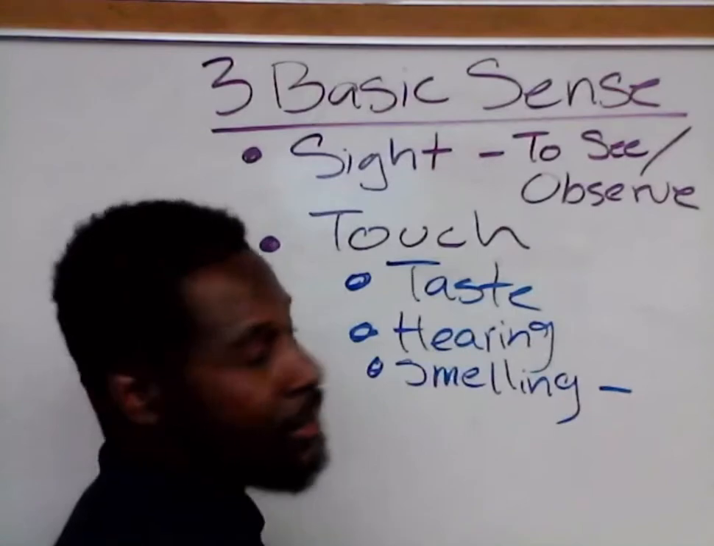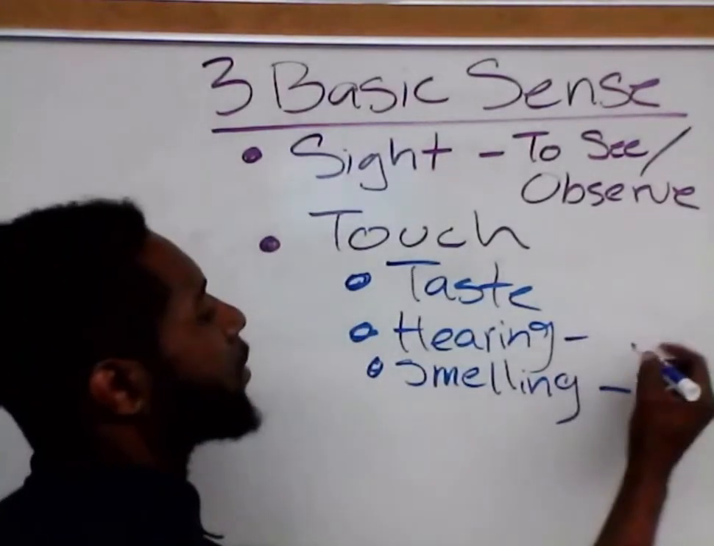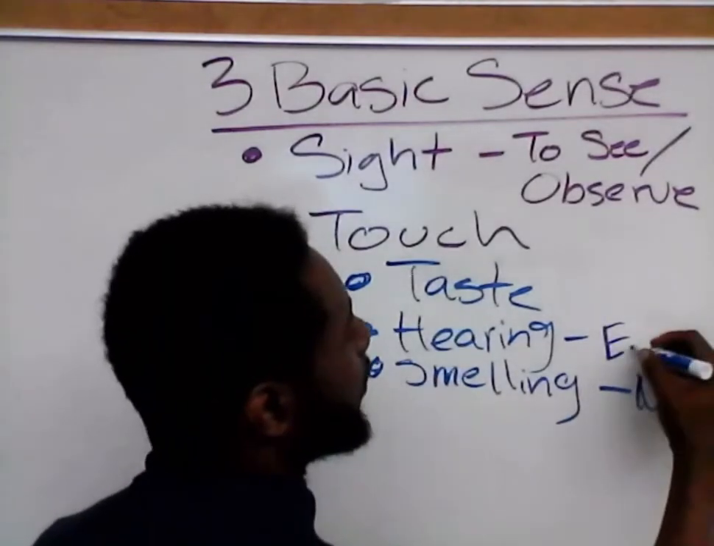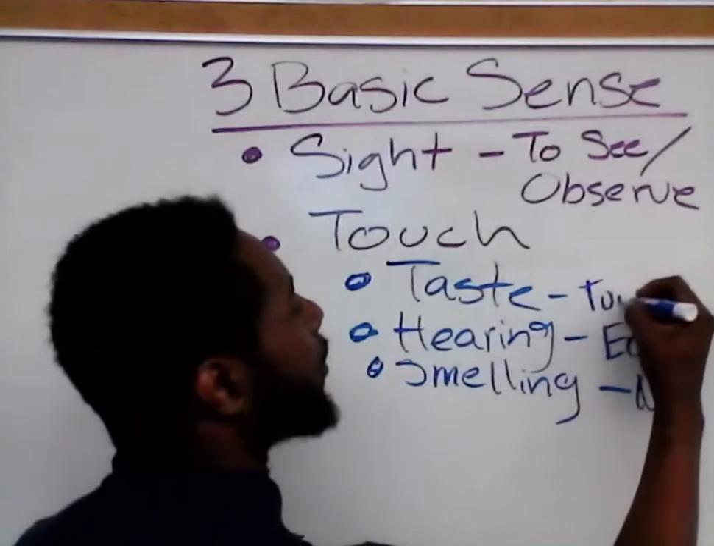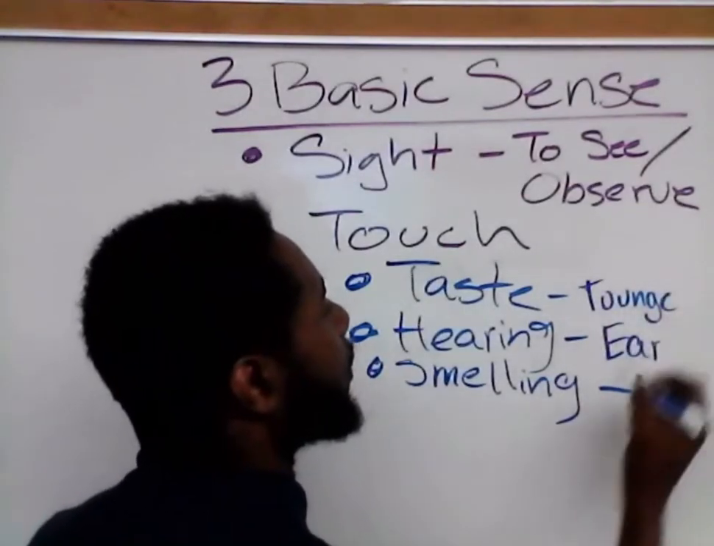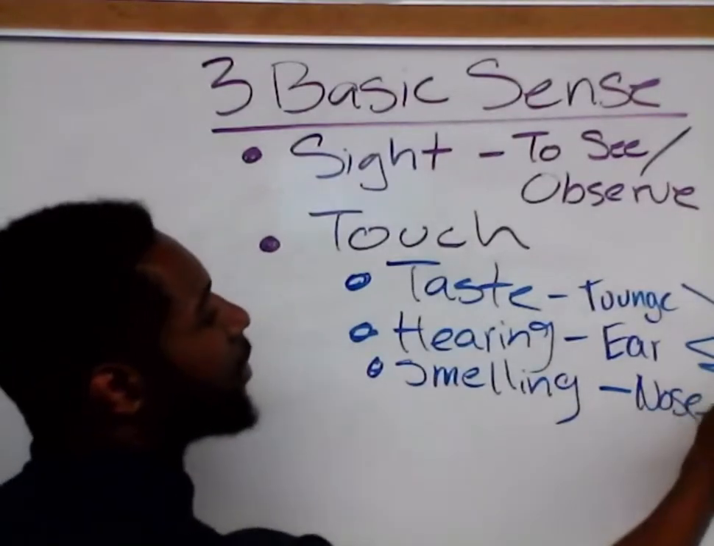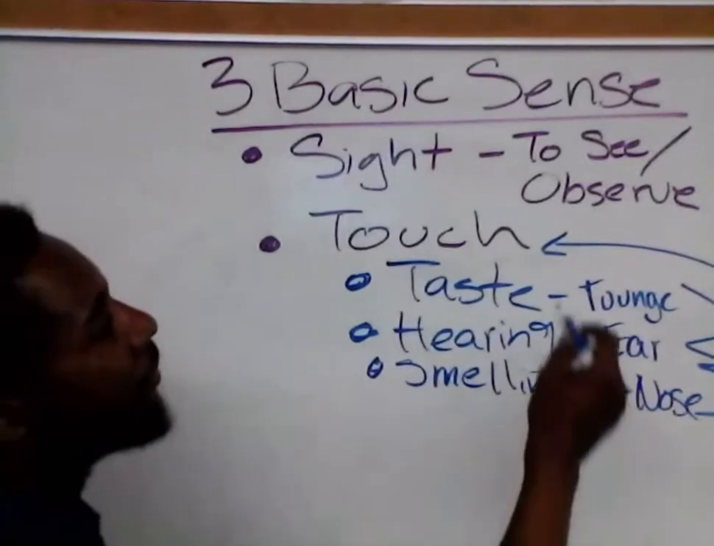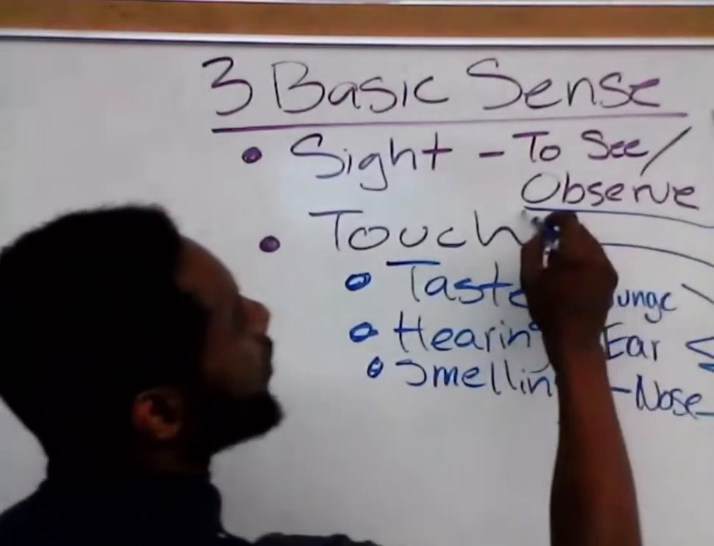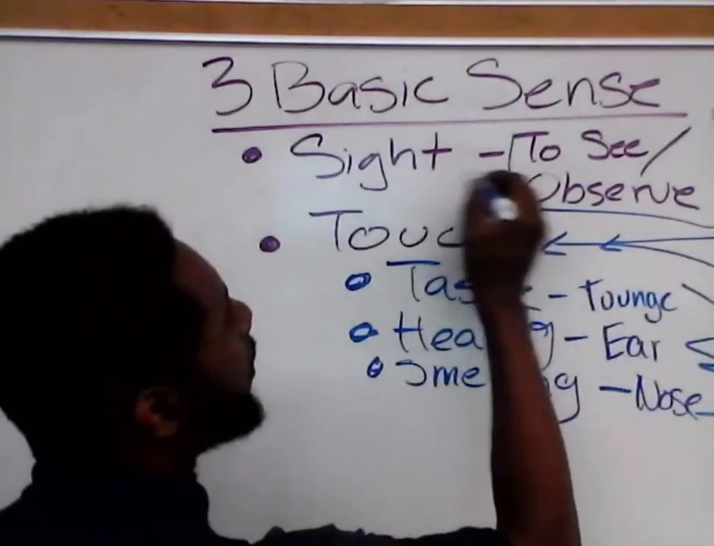This is the nose, touching the nose. This is touching the ear. And this is touching the tongue. But all of these, 1, 2, 3, is in the category of touch. And even in this case, to see, this is light touching the eye.